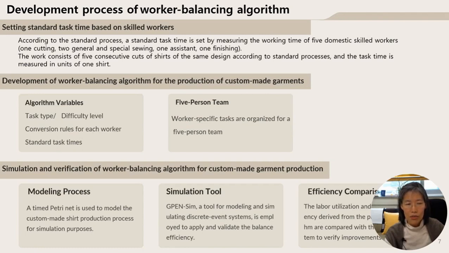In this study, we use a timed Petri net to model the custom-made shirt production process and perform simulation using GPenSIM tool in order to apply and validate the balance efficiency derived from the proposed algorithm. The labor utilization is calculated in the simulation, and then we compare the balance efficiency derived by the proposed algorithm with that of the existing system.